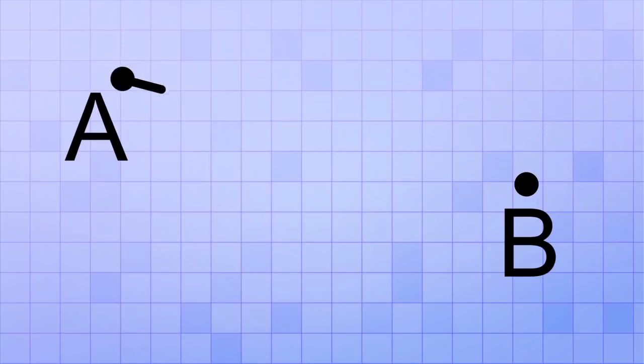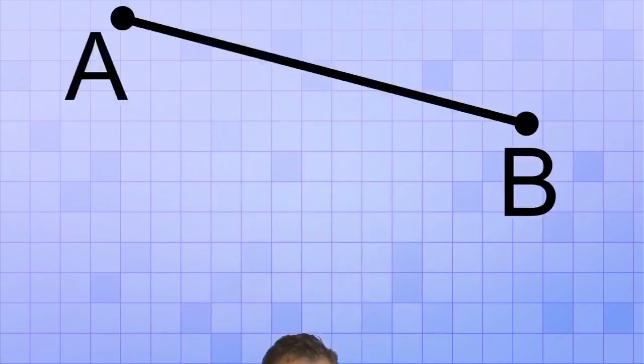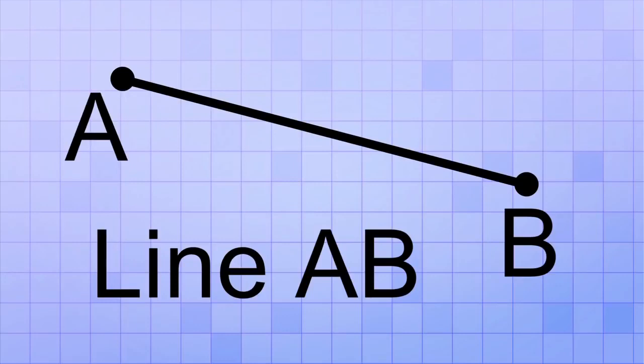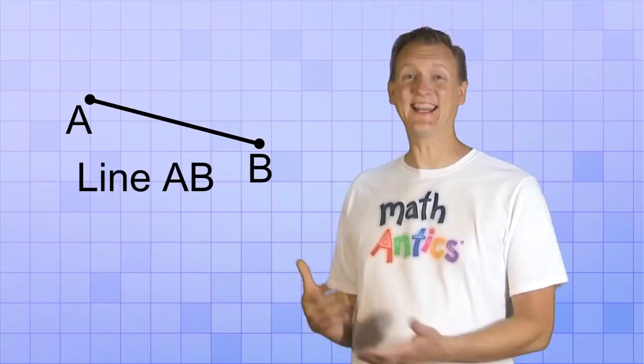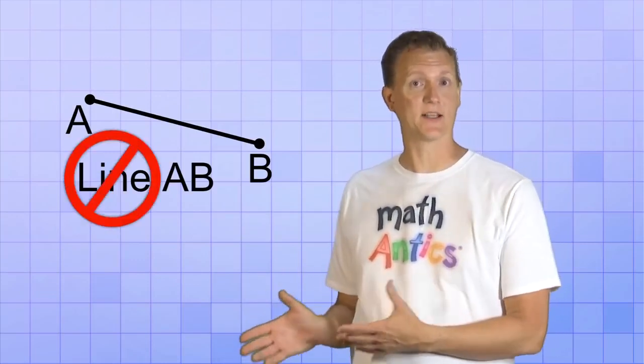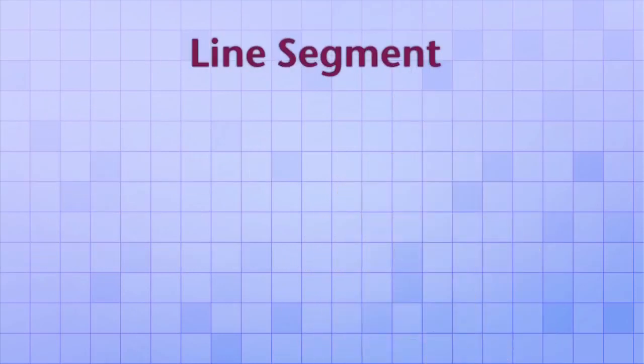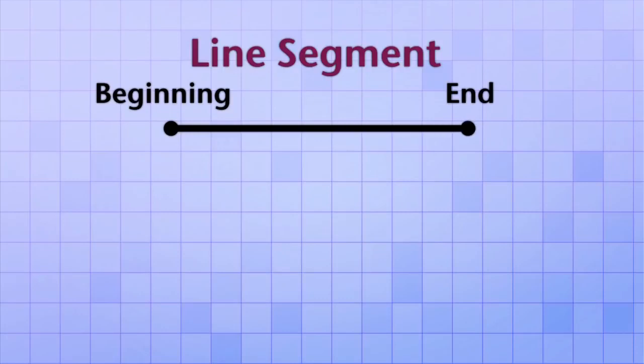If you start at point A and go to point B taking the shortest distance possible, you would have gone in a straight line. A line is the next most basic element of geometry. We name a line by the points that it goes through. For example, we would call this line AB because its endpoints, where it starts and stops, are points A and B. But technically, this isn't really a line. It's a line segment. What's the difference, you ask? That's a good question. A line segment has a beginning and an end. It starts at one point in space and it ends at another.